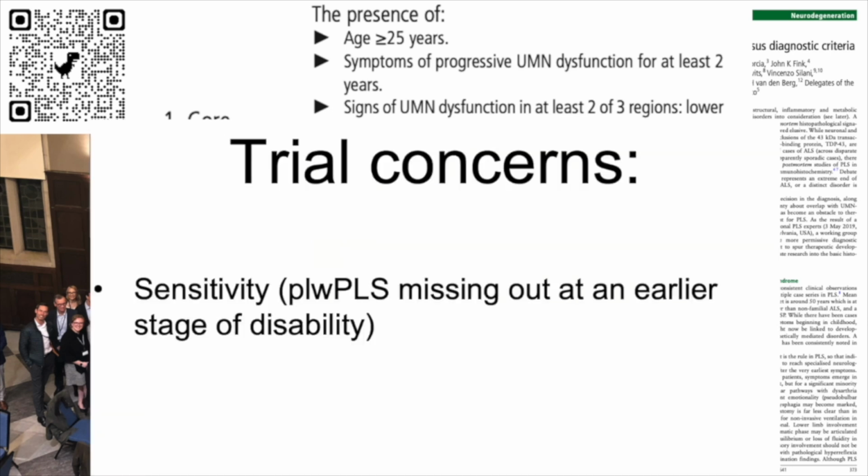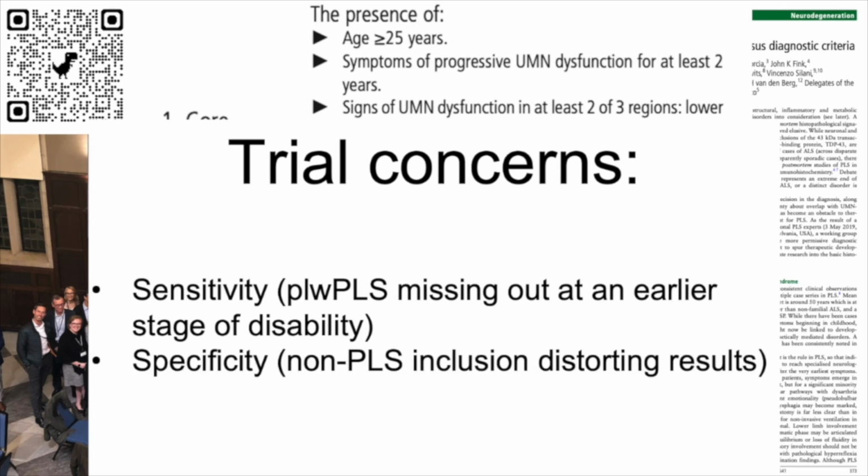The concerns are obvious things, but let's be clear. Are we worried that people with PLS will miss out at an earlier stage of disability? That's a sensitivity problem. Or are we worried about including some HSP patients or some people who convert unexpectedly at 5, 6, 7 years? I don't think we can remove that risk. Is that what we're worried about? Or should we not be worried about any of those things?